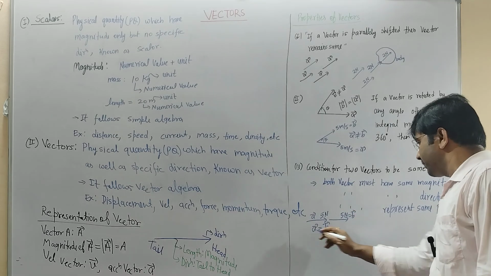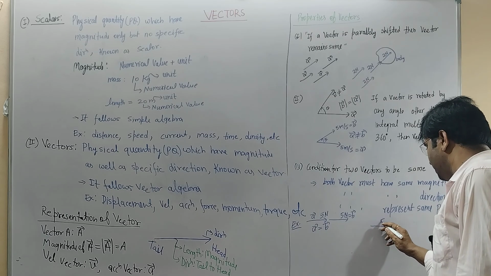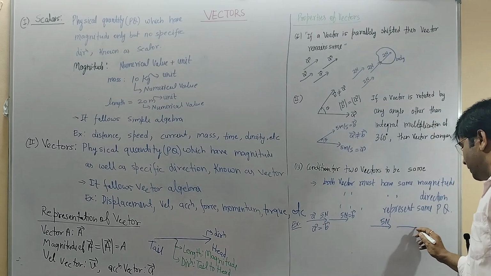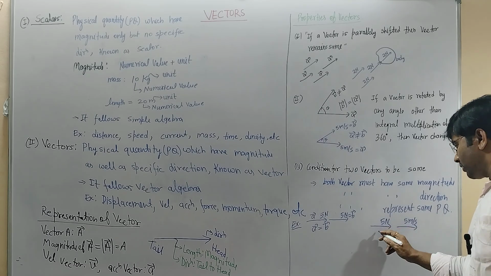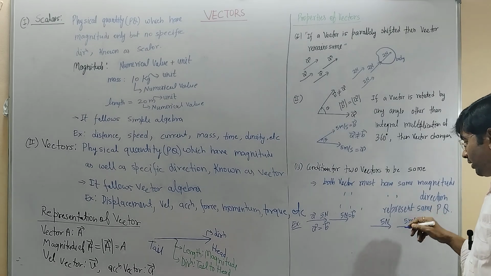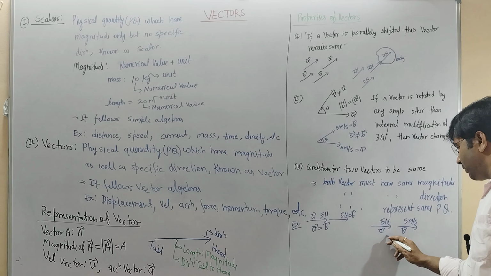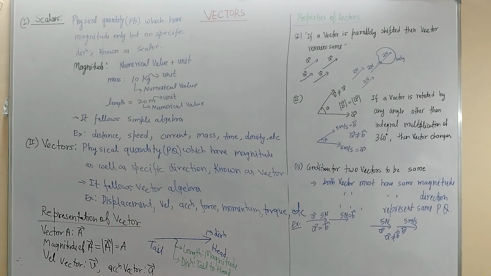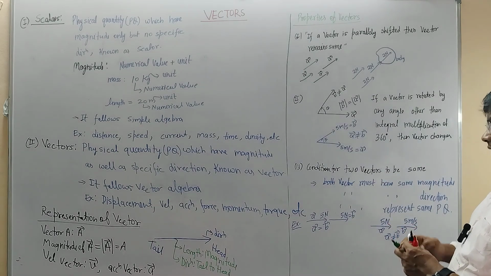But here, if I'm saying this is 5 Newton, and this is 5 meter per second, so this is velocity, this is force. Although the magnitude is the same and direction is the same, both are representing different physical quantities. So if this is vector A and this is vector B, we cannot say they are equal, they will be different. Why? Because this is force, Newton, and this is velocity, because meter per second. So both are representing different physical quantities.